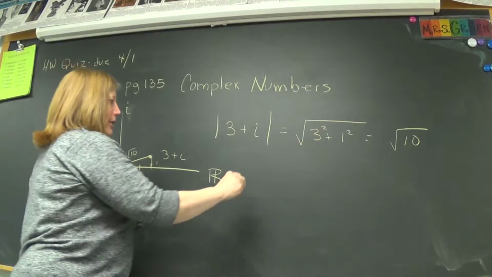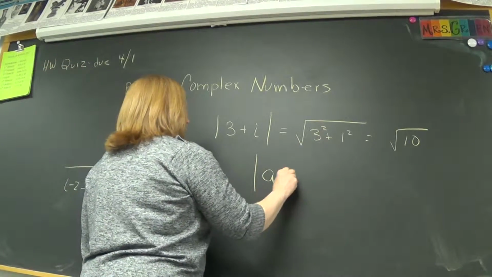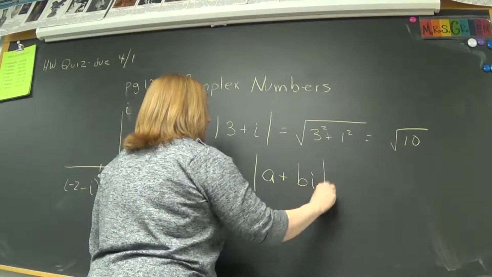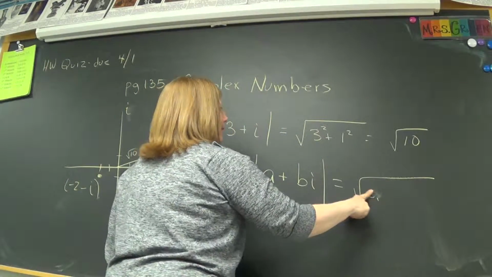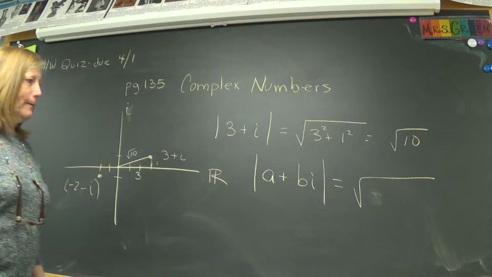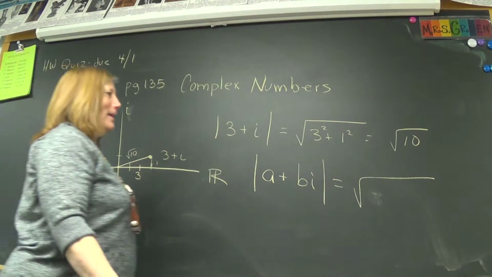So let's make a general formula. The absolute value of a plus bi is simply the square root of, can you fill it in for me? A squared plus B squared. A squared plus B squared, right?